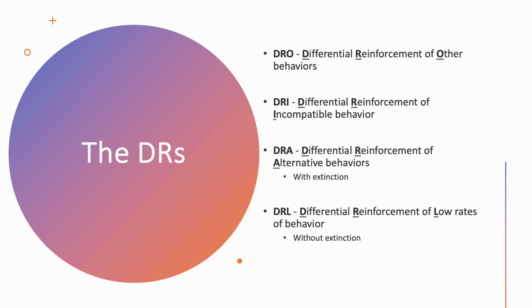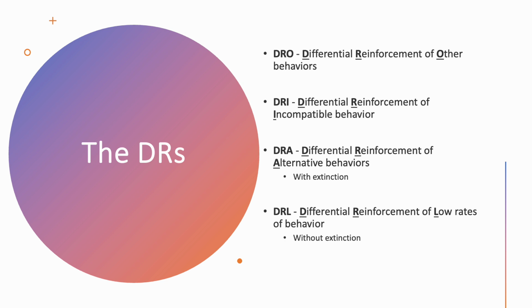Okay, and now we have different procedural variations of differential reinforcement. We have differential reinforcement of other behaviors, differential reinforcement of incompatible behavior, differential reinforcement of alternative behaviors, and this one is specifically with extinction. Then we have differential reinforcement of lower rates of behavior, which is without extinction.